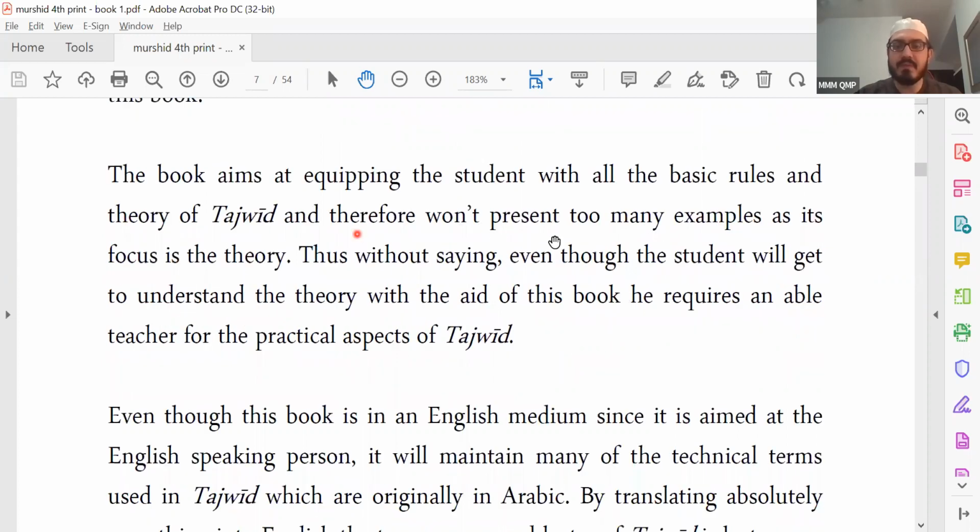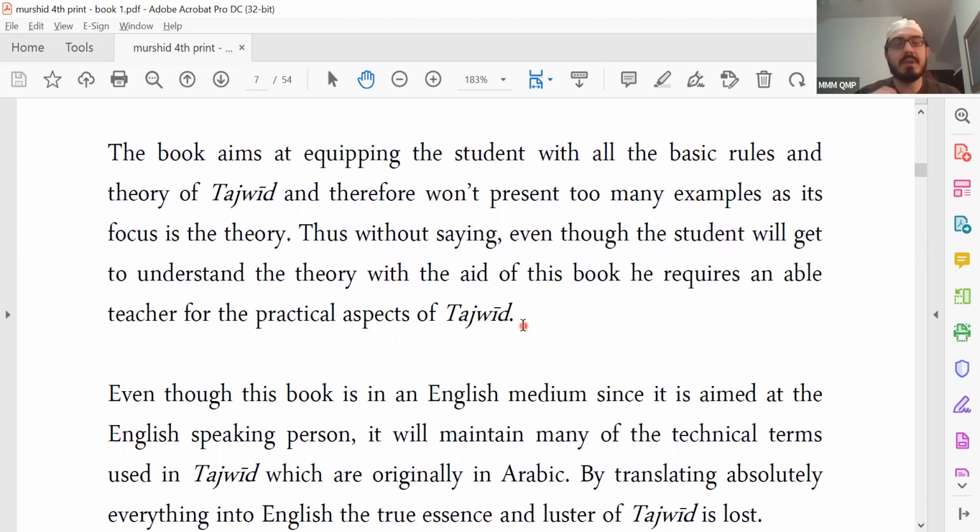The book here aims at equipping the students with all the basic rules and theories of Tajweed, and therefore there won't be too many examples. However, we will be using another book, inshallah, which will have a lot of application involved as well, okay?